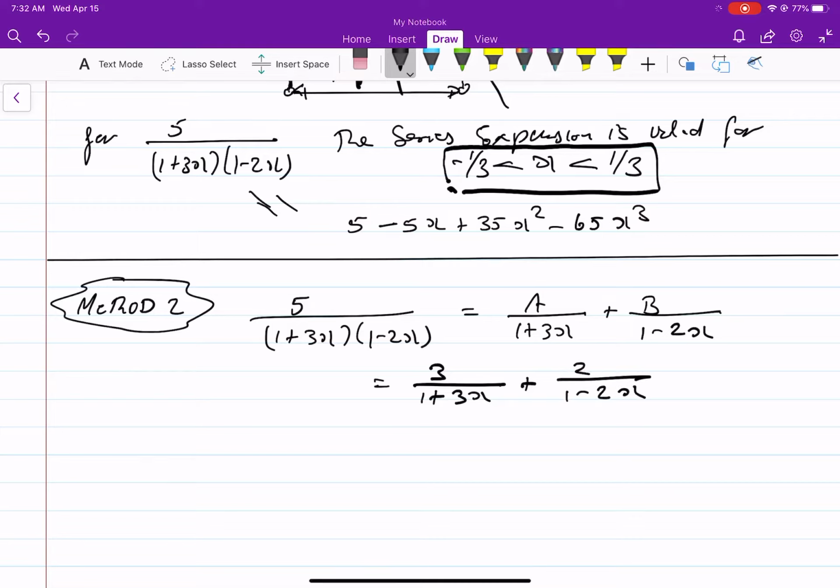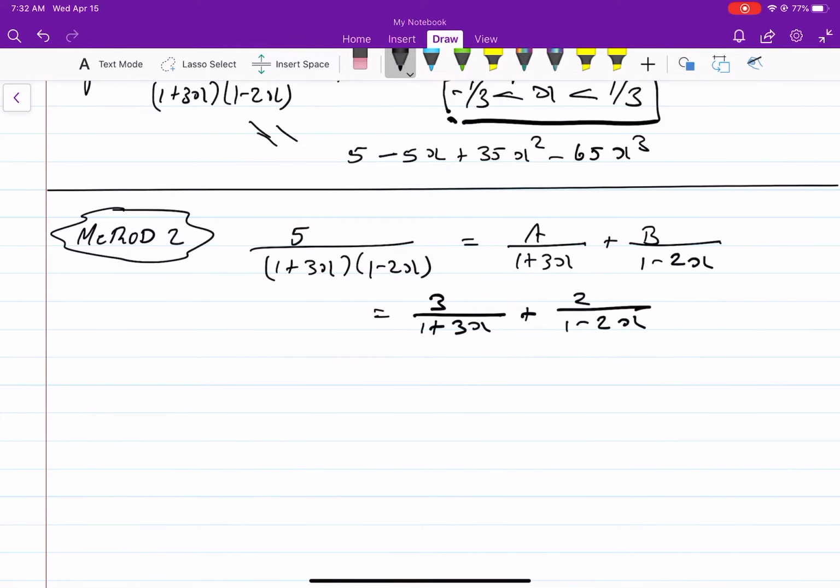Now, why is this a good method to use? Well, because I can still throw up the denominators. This becomes 3 times 1 plus 3x, and then plus 2 times 1 minus 2x, both to the minus 1. And then I find the binomial series expansion for this one, and then for this one, multiply the first one by 3, multiply the second one by 2, and then add the two series expansions. Let's see how that goes.